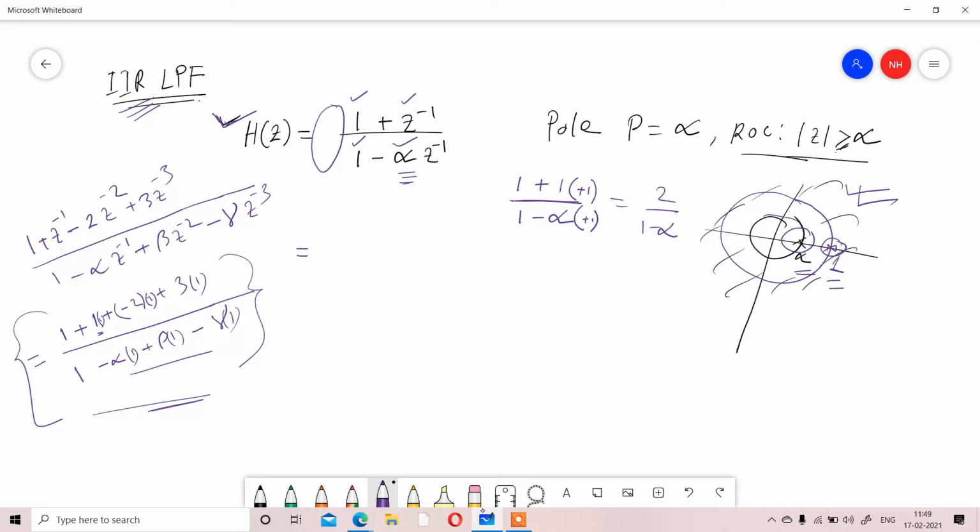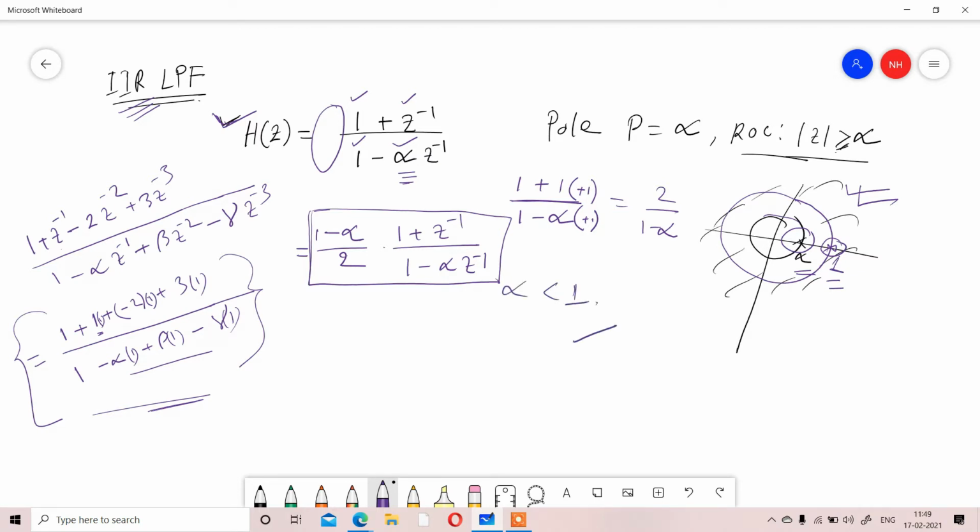So the normalizing parameter will be the opposite of that, meaning 1 minus alpha by 2. That will be the normalizing parameter, and it will be multiplied by 1 plus z inverse over 1 minus alpha z inverse. So that will be your low pass filter, where the value of alpha is less than 1. Okay, clear to all of you?